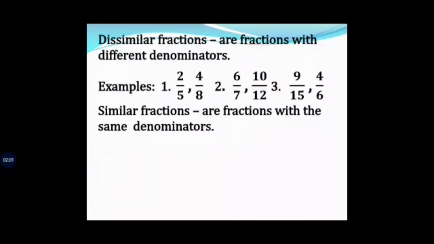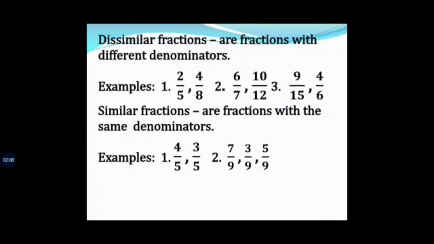Similar fractions are fractions with the same denominators. Examples. Number 1, 4 over 5 and 3 over 5. 4 over 5 has a denominator of 5 and 3 over 5 has a denominator of 5. Their denominators are the same.